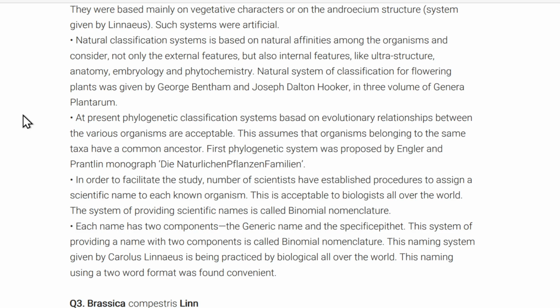In order to facilitate the study, a number of scientists have established procedures to assign a scientific name to each organism. This is acceptable to biologists all over the world. The system of providing a scientific name is called binomial nomenclature. Each name has two components, the generic name and a specific epithet. This system of providing a name with two components is called binomial nomenclature. The naming system given by Carolus Linnaeus is being practiced by biologists all over the world. This naming using a two-word format was found convenient.